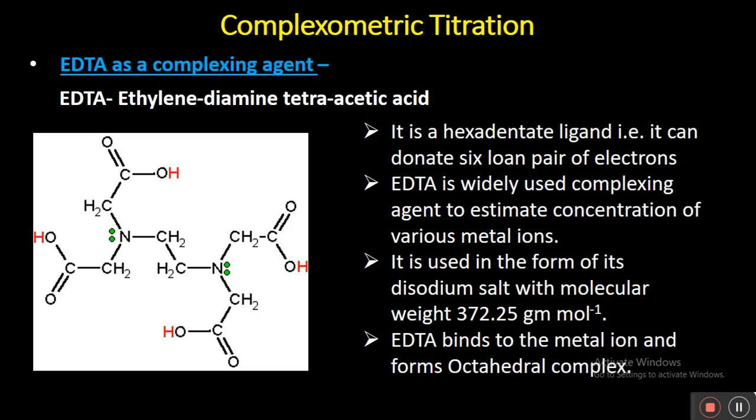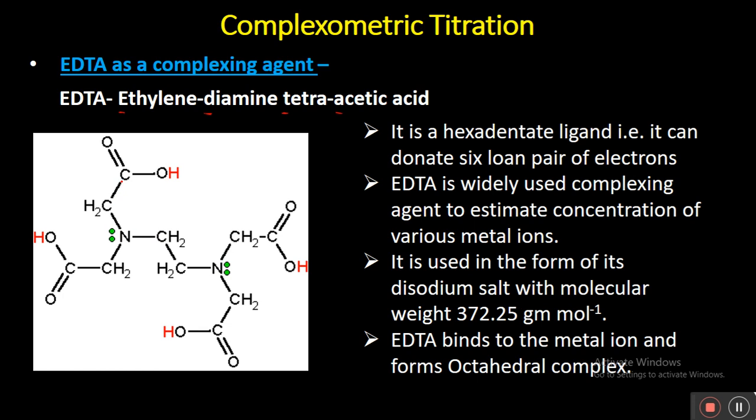So what are the famous complexing agents? EDTA is widely used as a complexing agent. Now what is EDTA? EDTA is ethylene diamine tetraacetic acid. So look at the structure of EDTA here. This is the ethylene group, CH2 CH2. Two amine groups are attached. This is nitrogen, nitrogen. So the name is ethylene diamine.